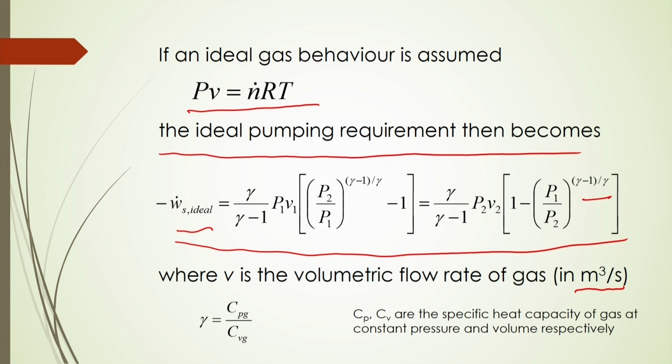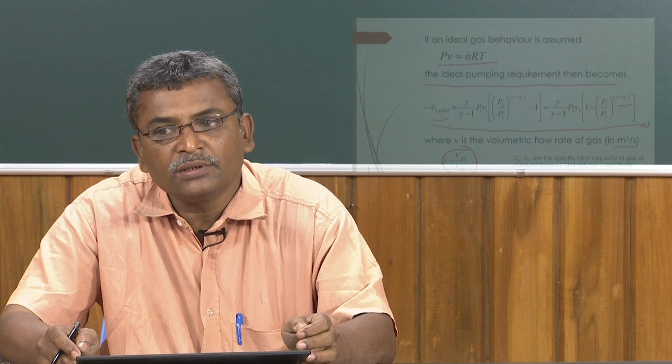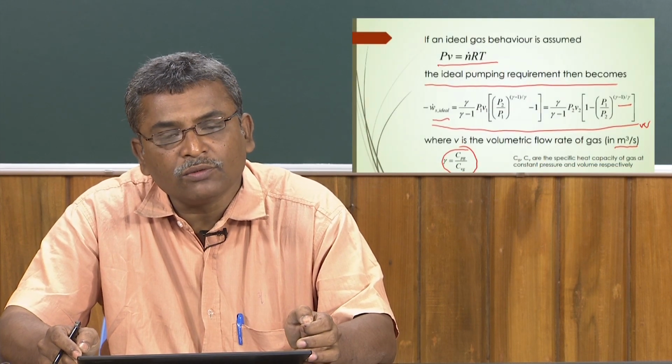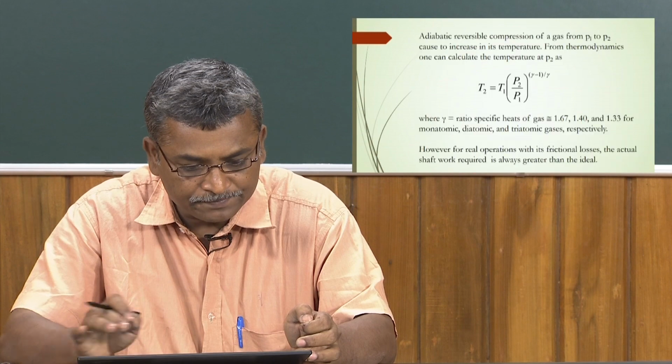heat capacity of gas at constant pressure and constant volume. This gamma is defined by this expression: gamma is equal to Cp by Cv. So from this equation, you can ideally calculate what the shaft work should be whenever this gas is pumped through the distributor and distributed into the bed from the lower pressure to the higher pressure.